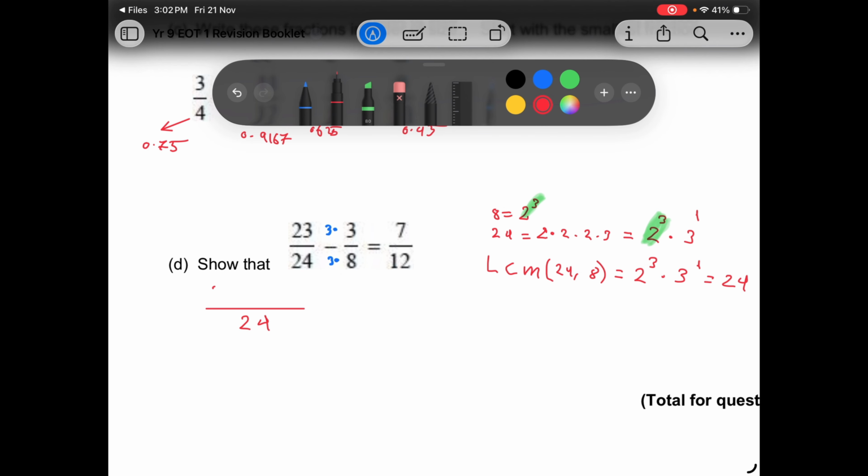On the top I have 23 minus 3 times 3, you know, guys, this is 9. And what is 23 minus 9? 23 minus 9 is 14, over 24, but this fraction is not in simplest form. I can simplify by dividing both top and bottom by the same number, which is obviously 2. If you divide by 2, it will be 7 over 12, and that's it, guys. We are done. Okay?